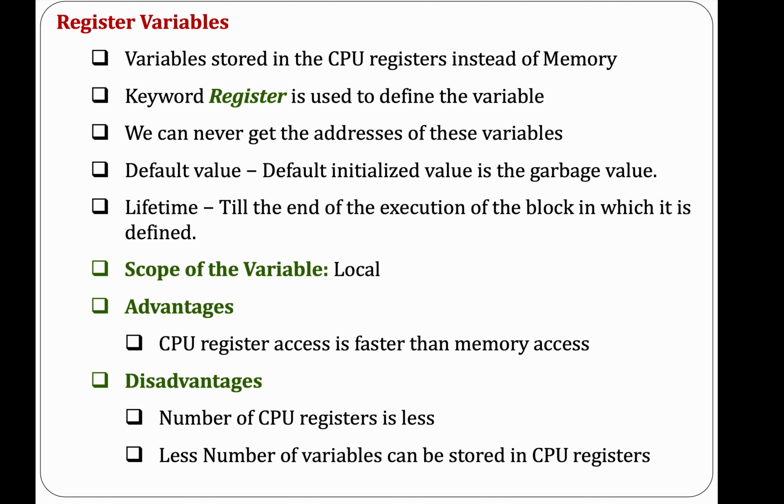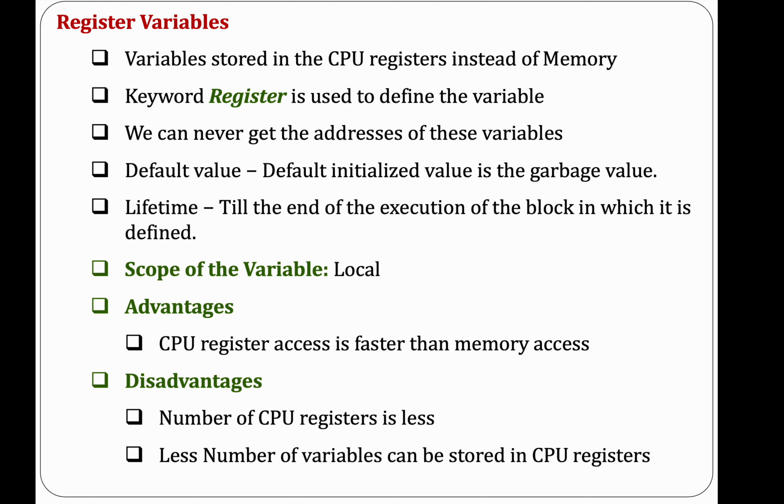So what is a register? A small portion of memory. This is what we learned in computer terminology. Register variables are stored in the CPU register instead of memory. Normally a variable will be stored in the memory, and we can retrieve the value and see the address of the value. But in a register variable, the value is not stored in the memory; instead it will be stored in the CPU register.